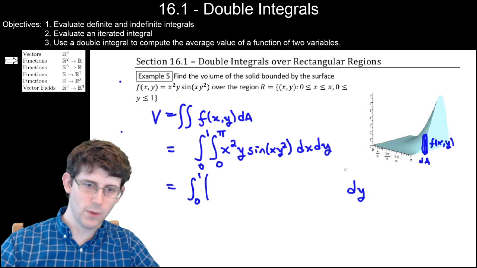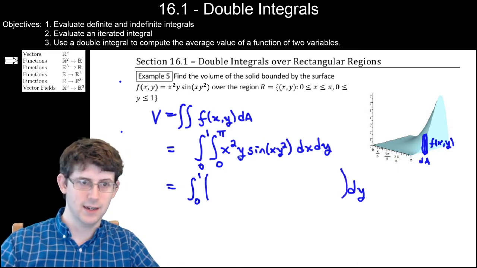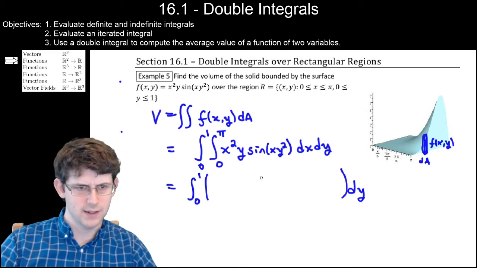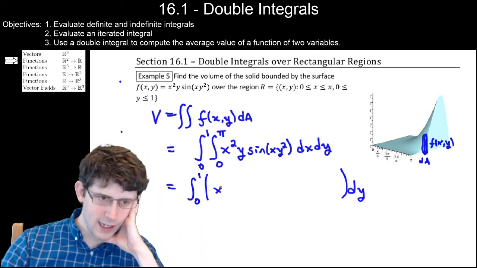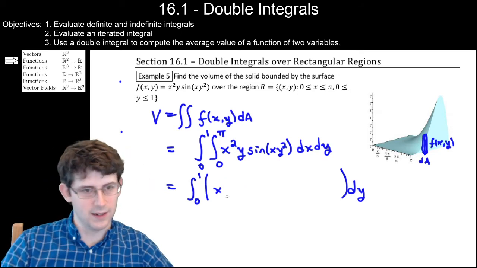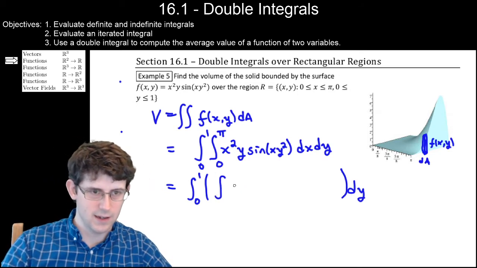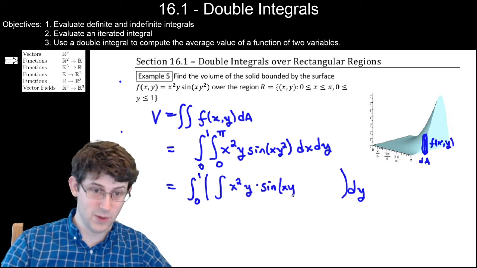So I'm going to keep the y integral for later. I'll do it later. For now, I'll do the x integral. Okay, I've got x squared y times, oh, I lost the integral sign, times sine of xy squared.